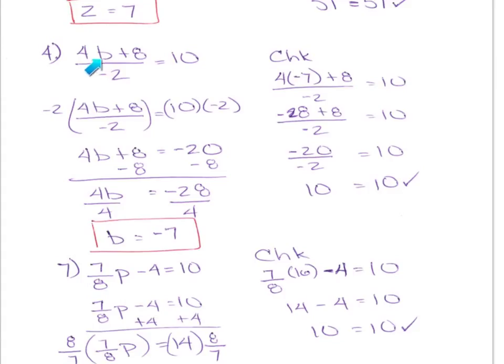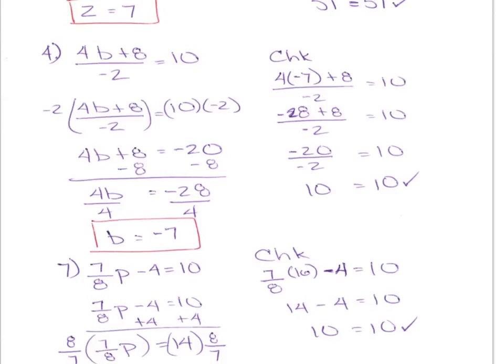We need to isolate that b, the variable we are looking for, by itself. So to do that, we multiply both sides by negative 2. That would get rid of the negative 2 in the denominator. So from there, that cancels out. We're left with just 4b plus 8 is equal to 10 times negative 2, which is negative 20.